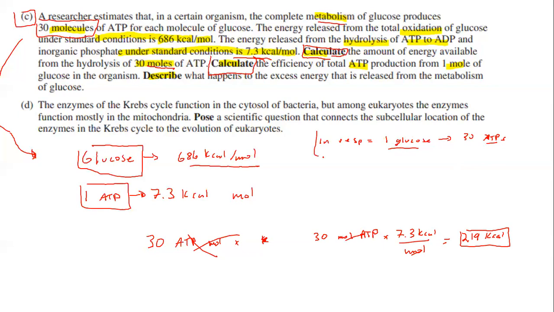So let's take a step back and look at what I wrote up here. It tells you in the problem that in cell respiration, 1 glucose can actually make 30 ATPs. So 1 glucose makes 30 ATPs, and 30 ATPs can provide 219 kilocalories.